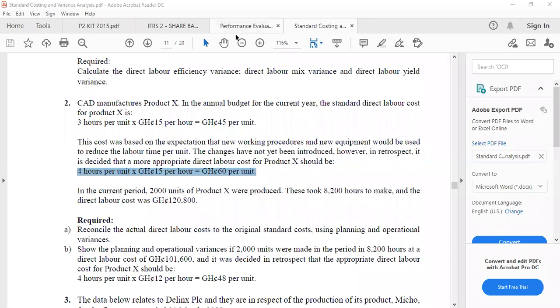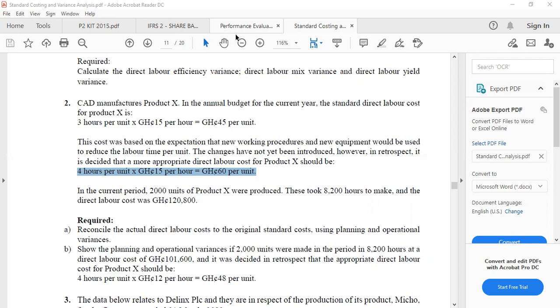It's the same formula that we use for efficiency, but just that we do it at different levels. We do it at the planning level first before we come to the operational level. It's the same standard. You calculate labor efficiency, labor price, material usage, material price. It's the same thing that we do, but just that we are considering the planning stage first.